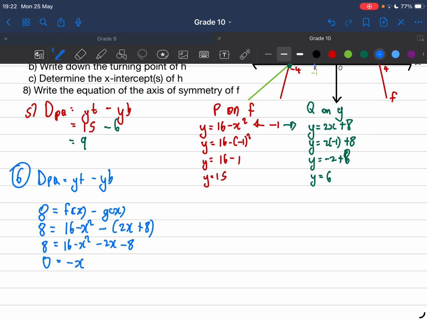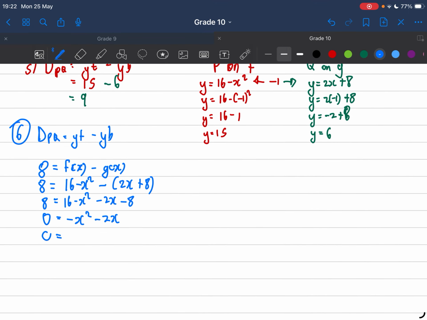So 0 is equal to minus x squared minus 2x. So the 8 from the left is going to move over and become minus 8. So you've got minus 8 minus 8 plus 16, okay, that's all your constants cancel off. All right. You factorize the right hand side. You pull out a common factor of negative x. You'll be left with x plus 2. Then you can say negative x equals to 0, or x plus 2 equals to 0. So x equals to 0 or x equals to negative 2.